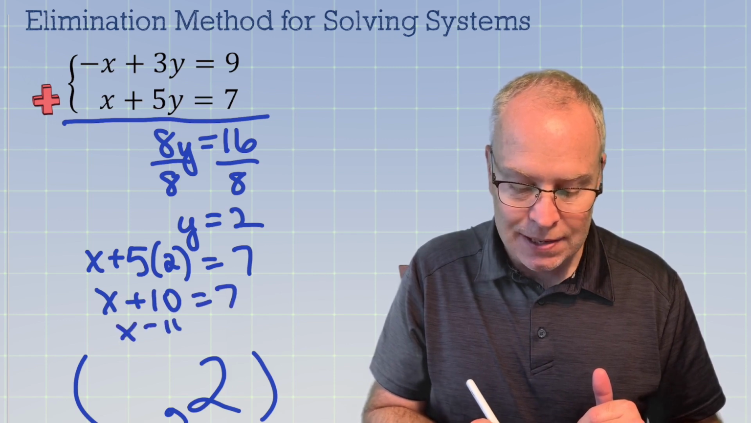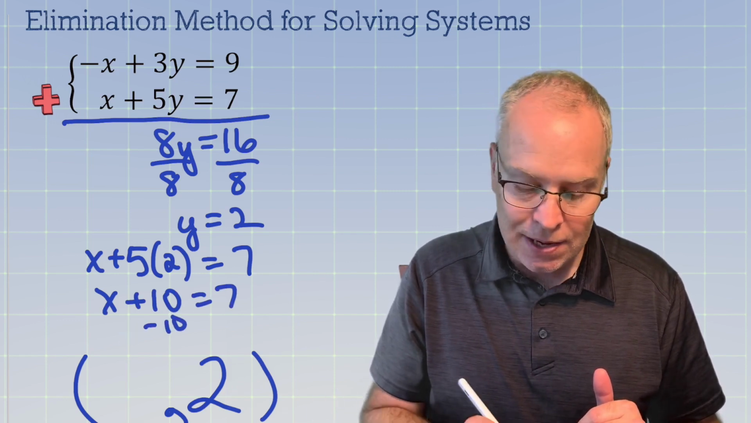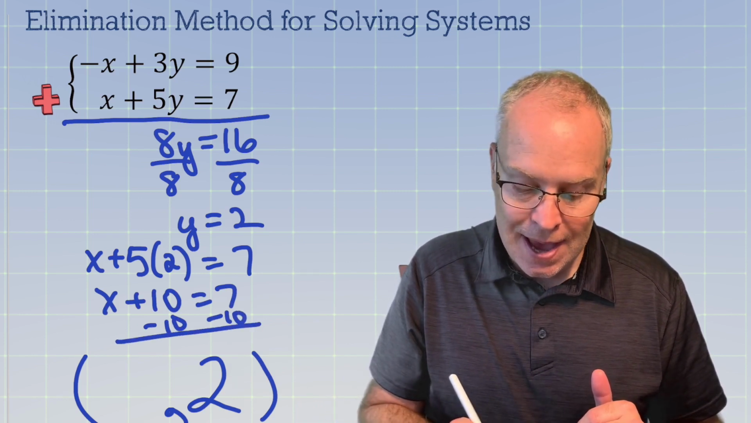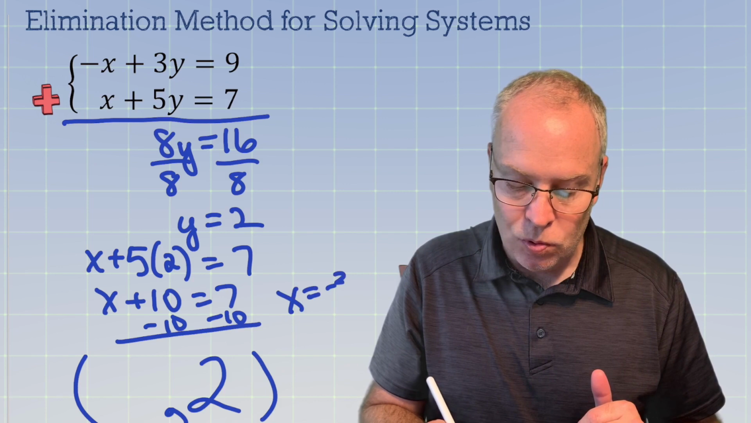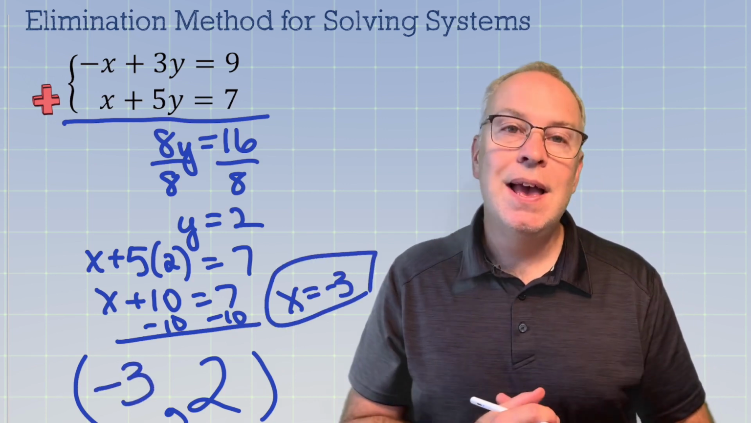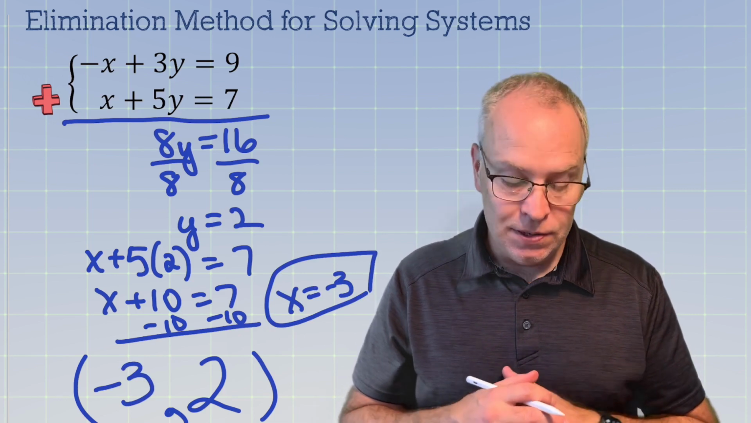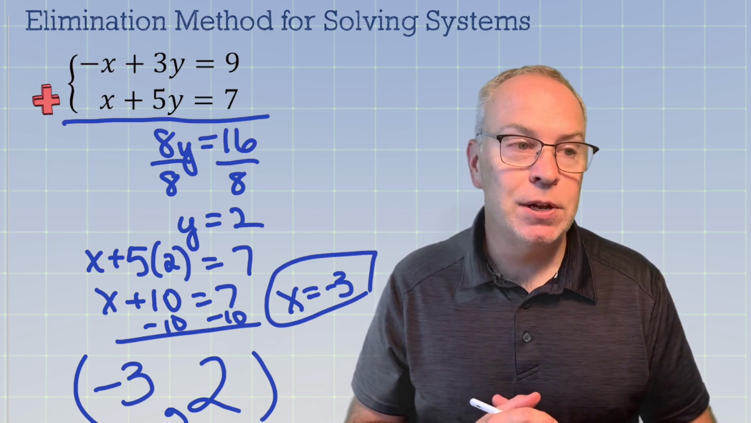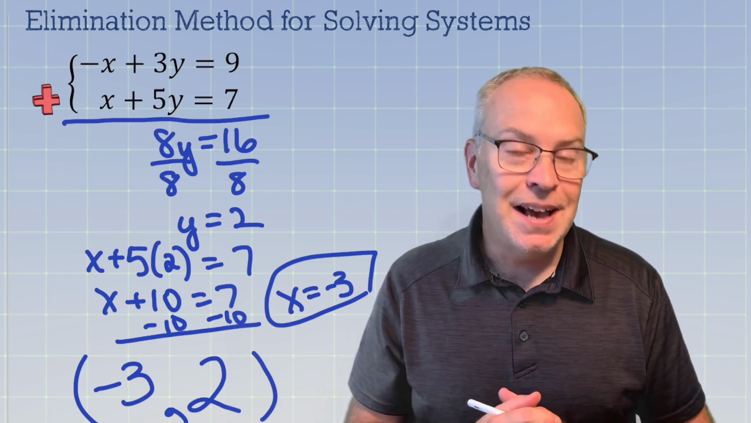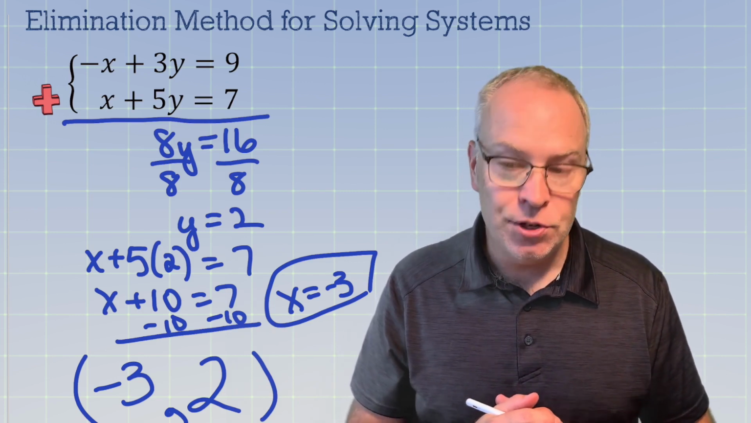So x plus 10 equals 7. I subtract 10, I didn't mean to put that x there. I subtract 10 from both sides, and I get x equals -3. So I'm going to plug that into my point. The answer is the coordinates -3, 2. That's the point on the graph where if we were to graph these 2 lines, that's where they would cross. That's where they would intersect.